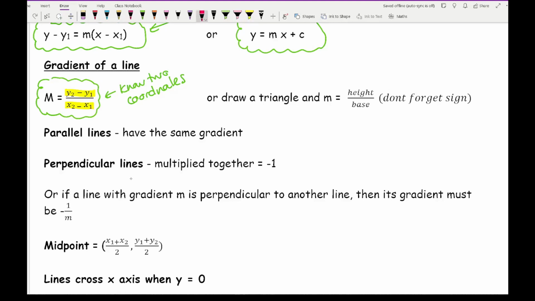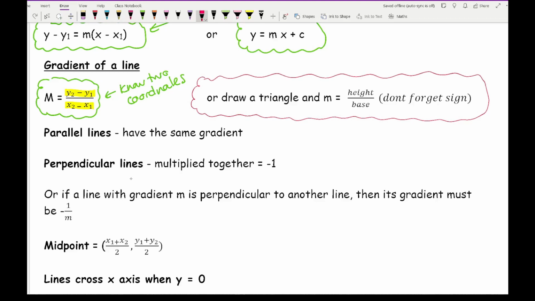Now again, another alternative to working out the gradient if you're given a graph is to draw a right angle triangle and recognize that the gradient is going to be the height of that triangle over the base of that triangle. And one thing you need to remember if you are going to draw a triangle is don't forget the sign of your gradient. If your line is going up, then that's a positive gradient, and if your line is going down, then it's a negative gradient. So always remember to include the sign of your gradient.